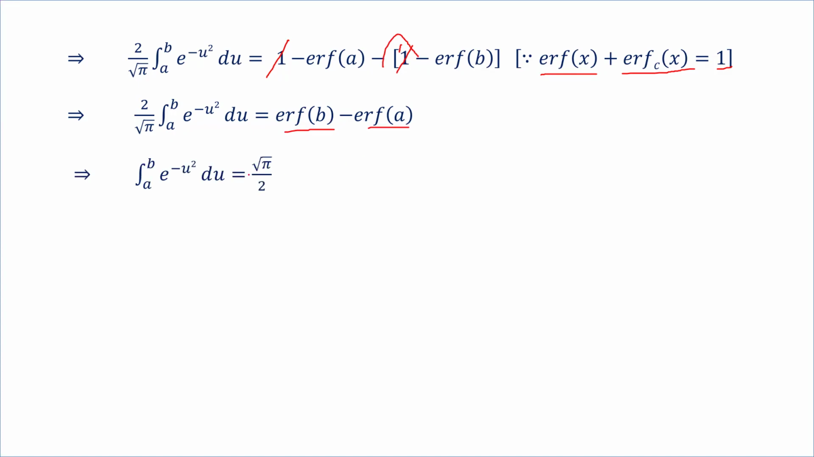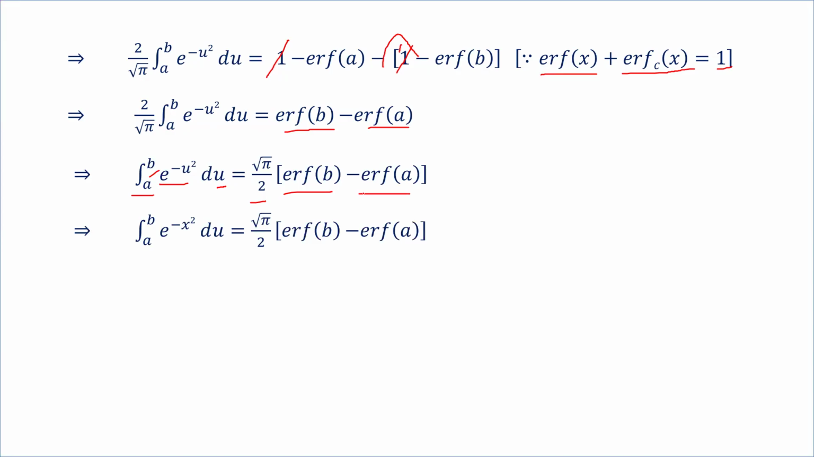So this gives us the integration under the limit a to b of e to the power minus u square with respect to u, which is given by root pi, this will multiply to this side, root pi upon 2 times error function of b minus error function of a. And this was our result.